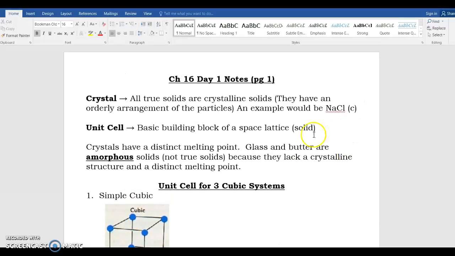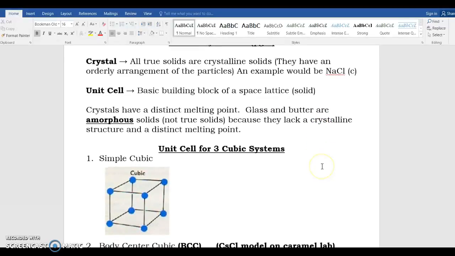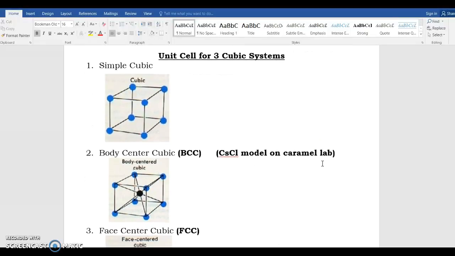So we are on chapter 16. We are talking about solids and crystals. And crystal gives all these definitions, which is really important. And this amorphous solid, it says, doesn't have any crystalline structure to it. These are all great for the test. These are great information. This is the 3 cubic systems. They're not the only ones. There's 7 of them, and I'll show you that in a bit.